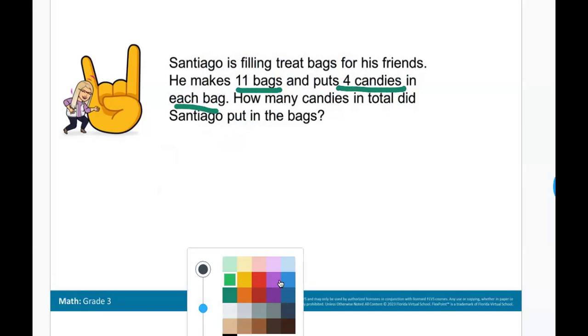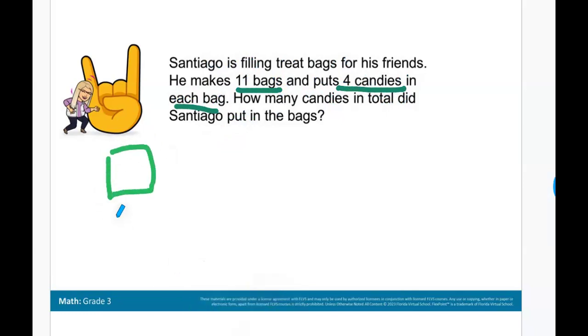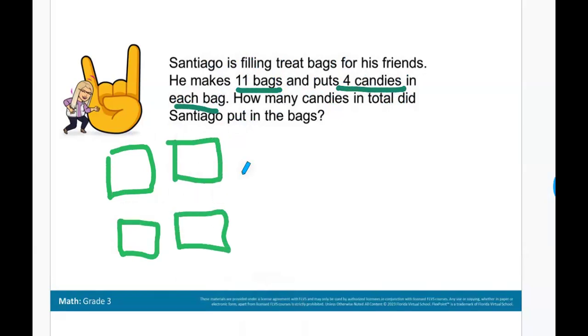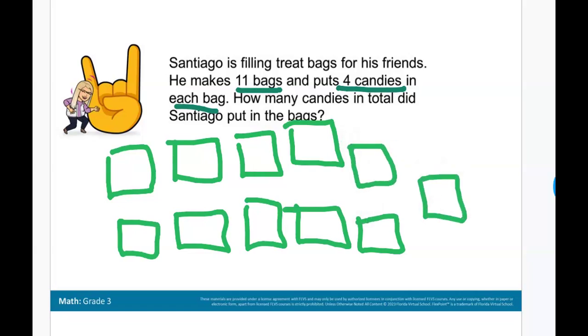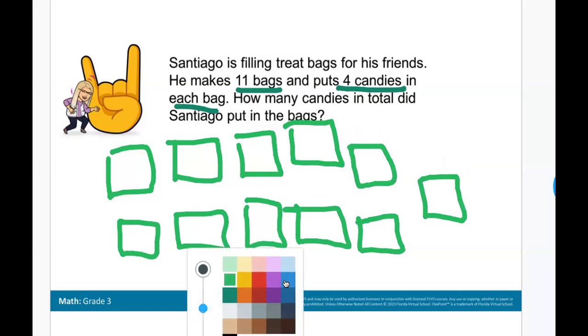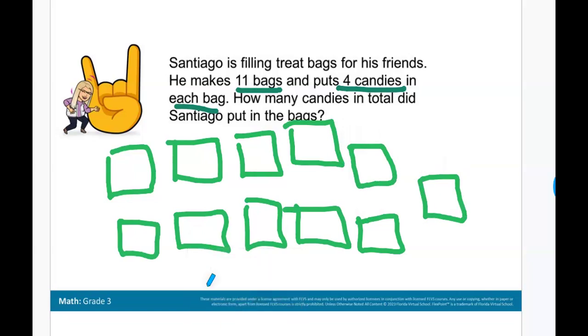Okay, so I'm going to do equal groups on this one. So here's a bag, here's a bag, here's a bag, and so on, until I have 11 bags. All right. Now let's get ready to put candies in their bags.